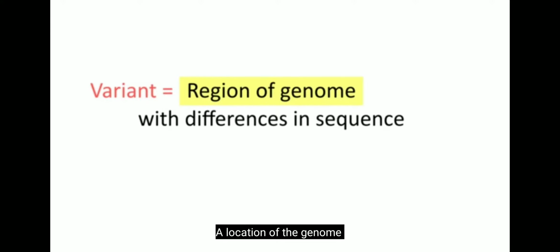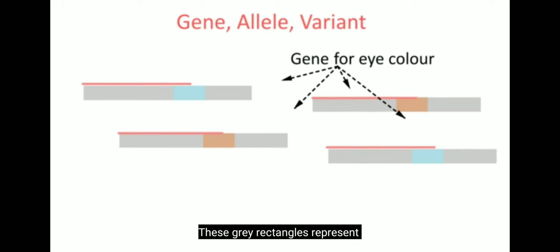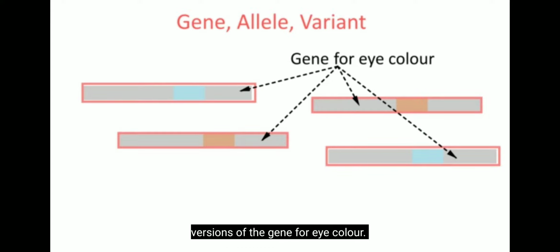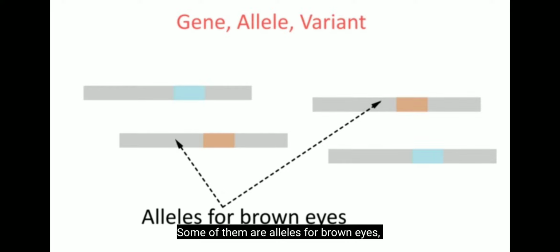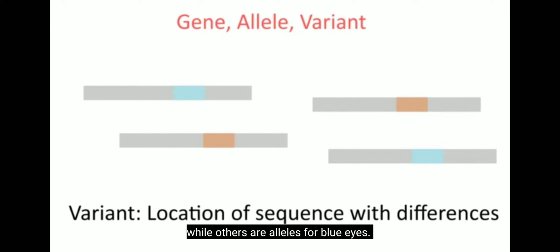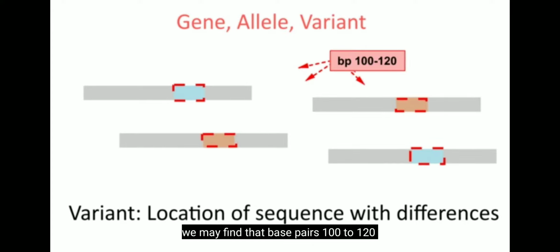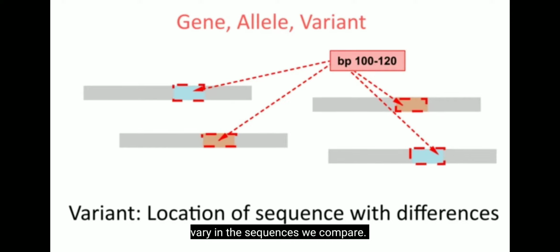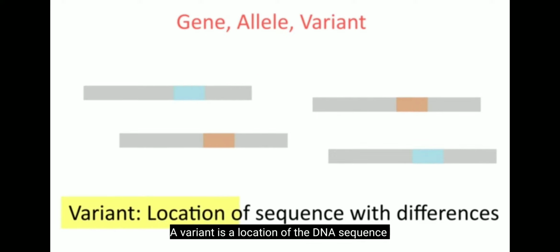A location of the genome where we find differences in sequence is called a variant. These gray rectangles represent versions of the gene for eye color. Some of them are alleles for brown eyes, while others are alleles for blue eyes. Within the eye color gene, we may find that base pairs 100 to 120 vary in the sequences we compare. This region is a variant site. A variant is a location of the DNA sequence where we find differences between individuals.